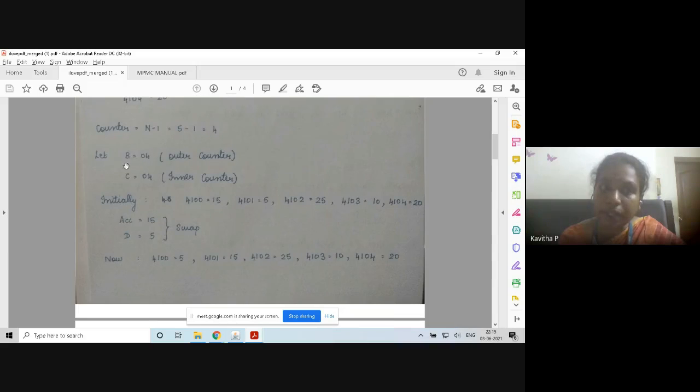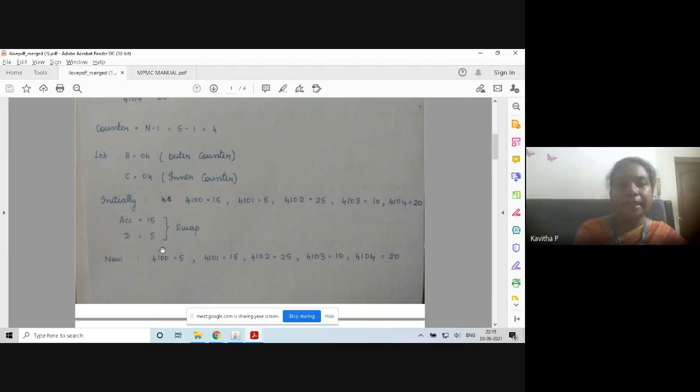So initially we are taking the B register value to be equal to 0, 4, which is assigned to the outer counter. And the C register value is also taken as 0, 4, which is assigned to be the inner counter. So initially we are taking the numbers as it is. So 4100 location has got 15, 4101 has got 5, 4102 is 25, 4103 is 10, 4104 is 20. So first what we will do is we will assign the first memory location so that the accumulator will hold the value 15. And the second memory location value is assigned to the D register. So D is equal to 15.